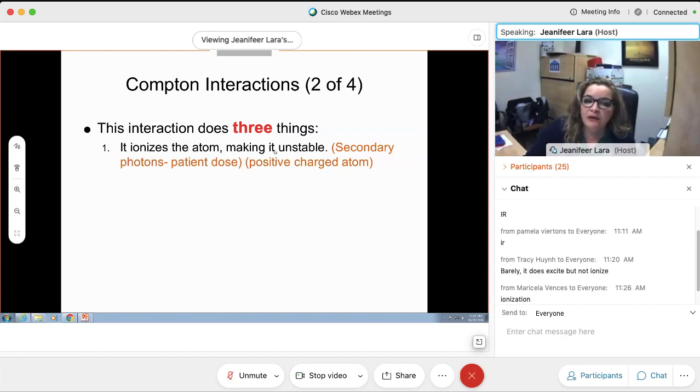The ionized atom, making it unstable, produces those secondary type photons. What is a secondary or characteristic photon? Right? The secondary or characteristic photon. If the Compton interaction ejected what kind of orbital electron to create a characteristic photon? I'm asking a question to anyone.